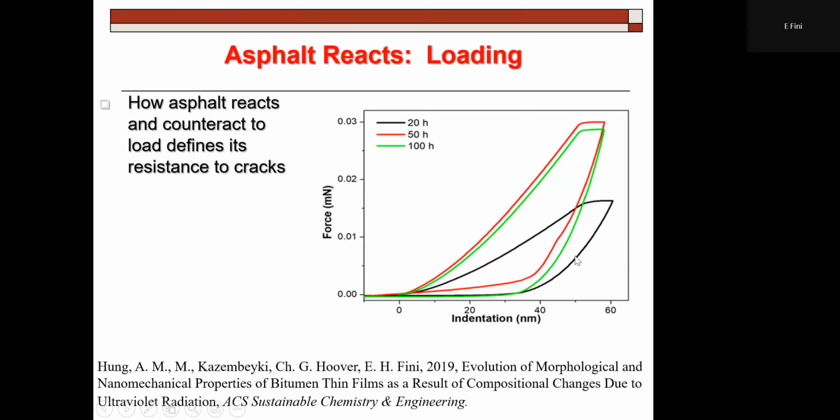Why are they different? Because this is the same asphalt, but it's been under UV for different periods of time. When there is 20 hours of UV exposure, you have the black. You have 50 hours of UV exposure, you have the red, and then at 100 hours, you have the green. So this material reacts to load, but differently depending on what stage of aging or exposure to environmental factors it has been under. If it has been under environmental stressor for 20 hours, you can see the reaction is very different from if it has been under environmental stressor for 50 or 100 hours.